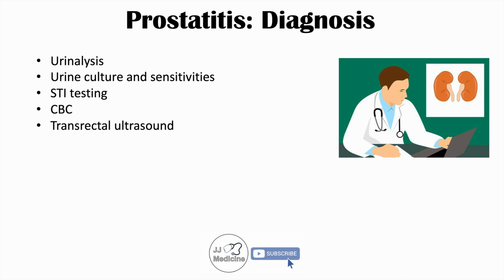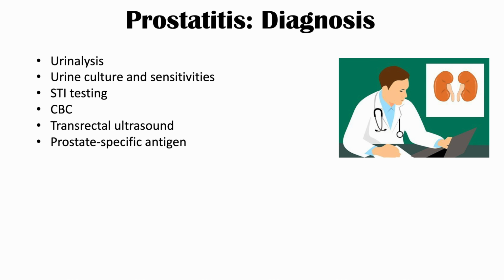A transrectal ultrasound can also be performed to diagnose prostatitis, oftentimes in the case where bacteria are not the cause of prostatitis, so we may not detect them on some of these methods. A transrectal ultrasound can pick up an inflamed prostate, as we may see in type 3 prostatitis. Prostate-specific antigen can also be measured. So in chronic bacterial prostatitis, we may see elevated prostate-specific antigen. We may also see it in type 3 prostatitis as well. It's important to have a urology assessment and diagnosis.